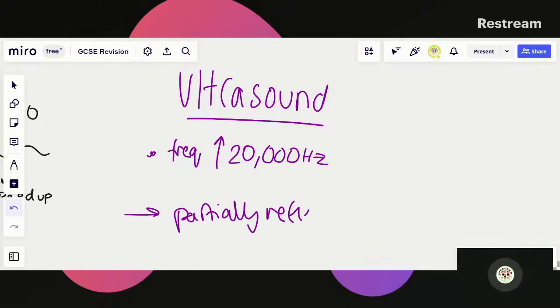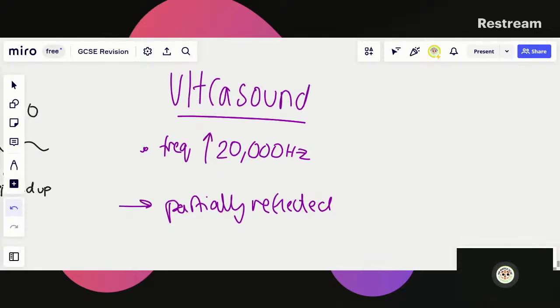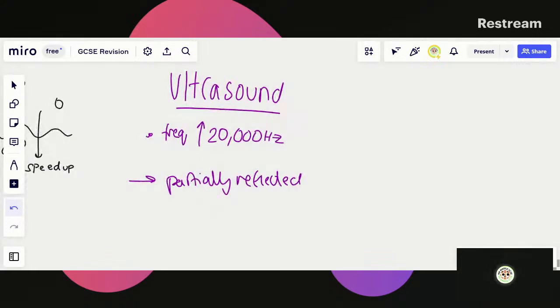So you may know that ultrasound is used to look at babies and infants in pregnant women. So when we're looking at them, they're partially reflected at boundaries. And what then happens is they're at the boundary of two different mediums, so for example, from a solid to a liquid, then some of the waves end up being reflected at that boundary between the two mediums. So this is called partial reflection.